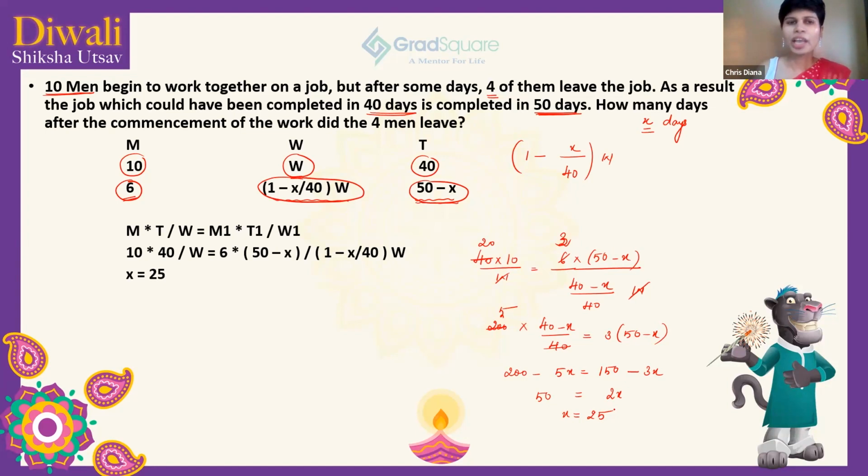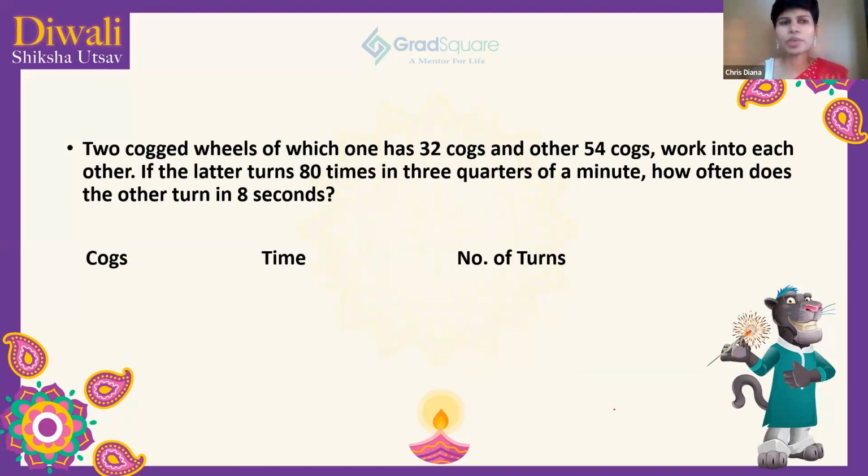And this is one of the questions that keeps coming again and again in the MBA exams: cogged wheel questions. So here there are 3 parameters: the number of cogs, see here there are 32 cogs, the time taken, say 8 seconds or minutes, and the number of turns it takes, so 80 times it turns. So these are the 3 parameters.